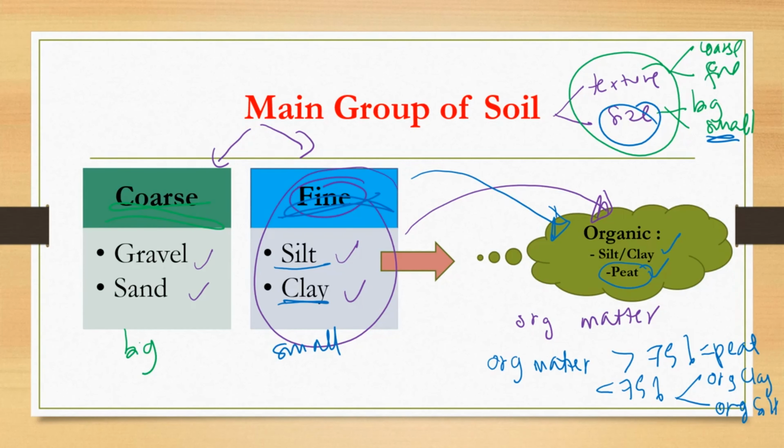There's no organic sand, there's no organic gravel, because organic is an additional type of group belonging to fine grain soil. So it can be organic silt or organic clay if the organic matter is less than 75%. But if the organic matter is more than 75%, then we denote it as peat.